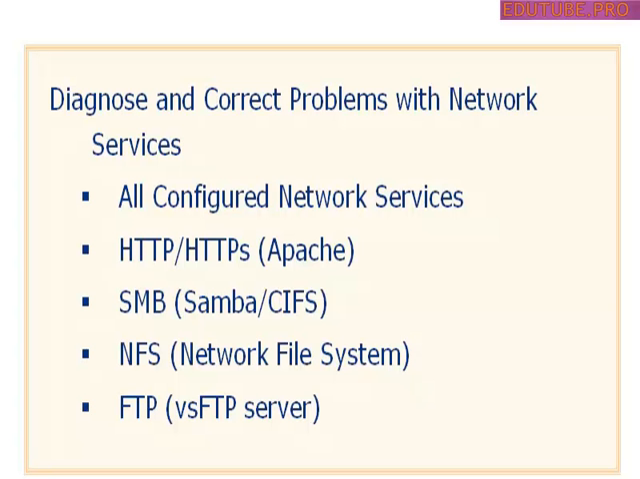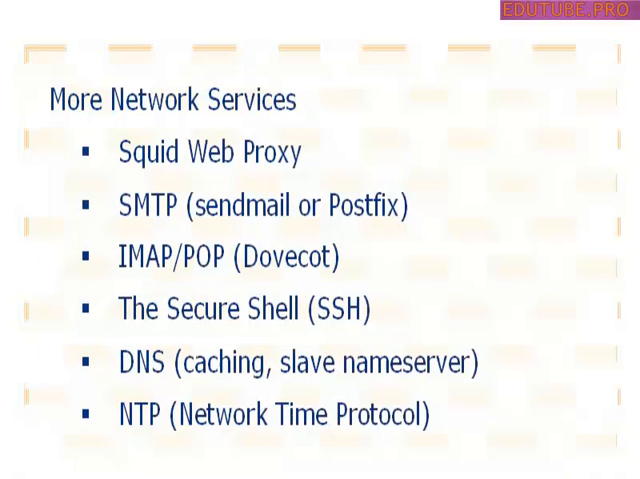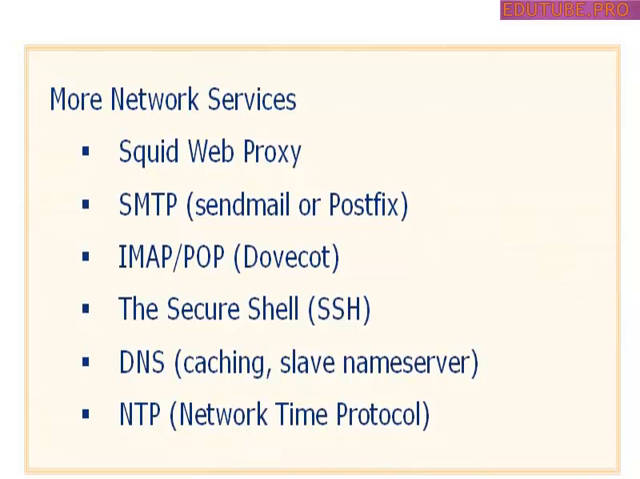The one Red Hat FTP service for Enterprise Linux 5 is the vsftp server. The Squid Web Proxy service is straightforward. SMTP generally is associated with Sendmail or Postfix. IMAP and POP services are associated with Dovecot. The secure shell is straightforward. If you have to diagnose a DNS service problem, remember the exam prep guide only requires that you know caching and slave name service. And finally, there's the Network Time Protocol.